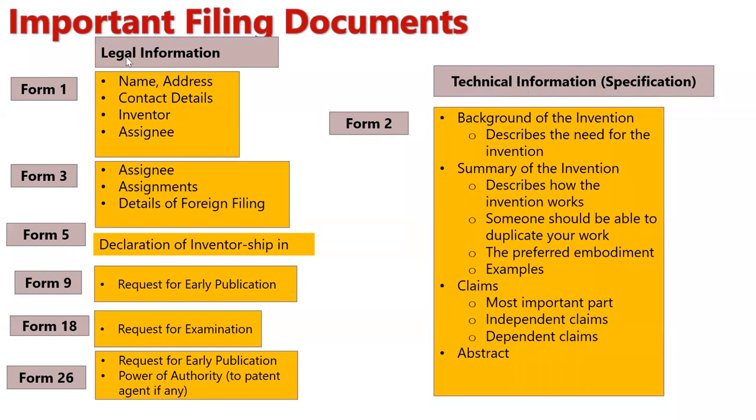So two types of forms we have to fill: legal information and technical information. For legal information, we have to fill form number 1, form number 3, 5, 9, 18, and 26. What are these forms 1, 3, 5, 9, 18, 26? It is written here. They contain the legal information, and form number 2 contains the technical information.